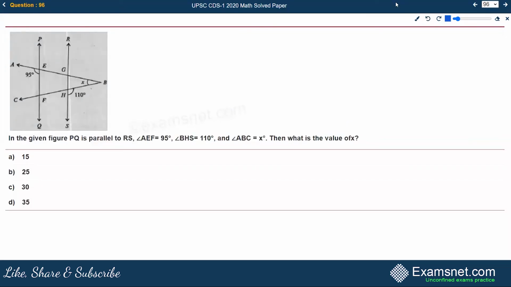In question number 96, we are given with a figure. In this figure, PQ is parallel to RS. Okay, and angle AEF is 95 degree, BHS is 100 degree, and angle ABC is given as X degree. Then what is the value of X?